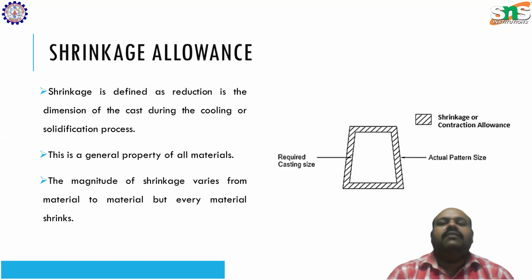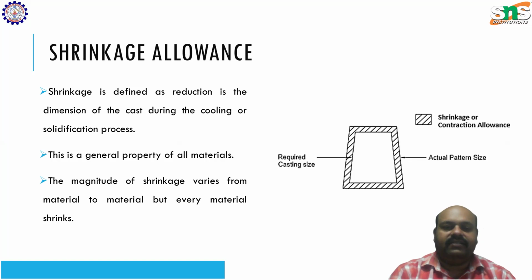So the number one allowance is the shrinkage allowance. As the name indicates, we can call it the contraction or shrinkage allowance. This kind of allowance is defined as the reduction in the dimension of the cast during the cooling or solidification process. This is a general property of all materials. The magnitude of shrinkage varies from material to material, but every material shrinks. That is very important. Whenever there is a phase change from liquid to solid, the molten metal poured into the cavity will always change its phase when it gets cooled.